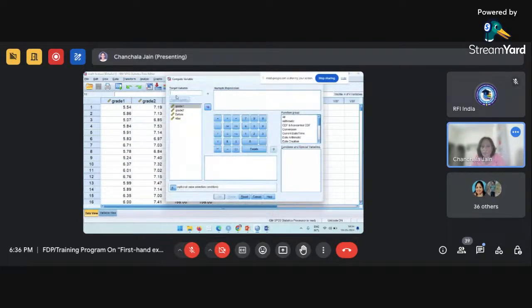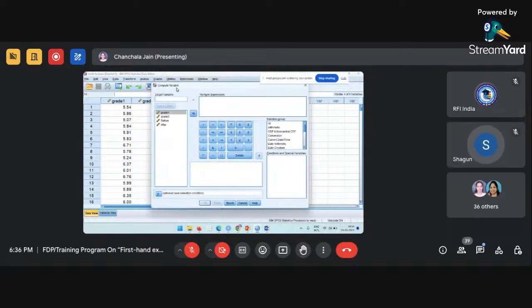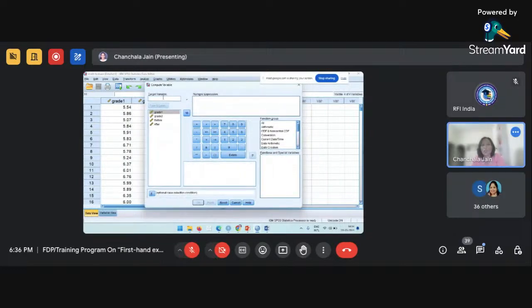Now, you can see in this dialog box, your cursor is blinking in the target variable, right? So firstly, you need to give the name of your variable. Suppose I'm giving Difference. Now coming to the numeric expression box, you need to shift your first variable using this arrow key into the numeric expression box. We need to find the difference. So I'm using this minus sign from the calculator and then selecting grade 2 and shifting it into the numeric expression box after grade 1, after the minus sign. It is fine.